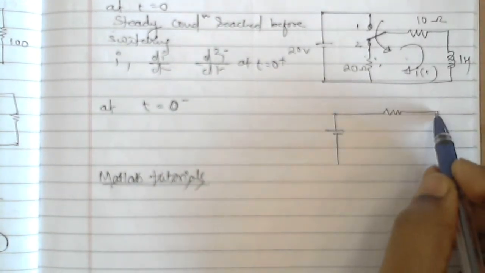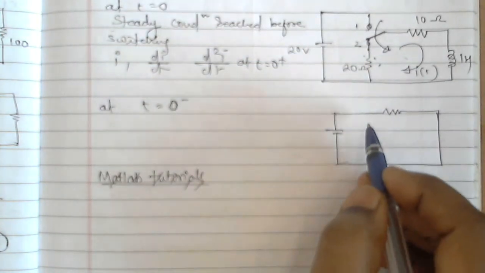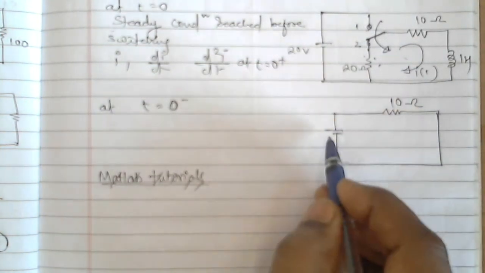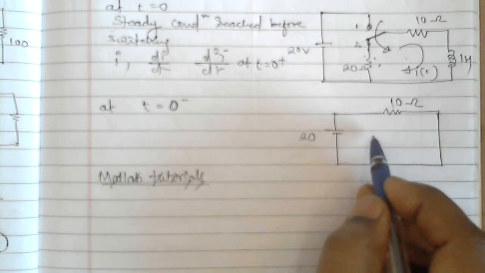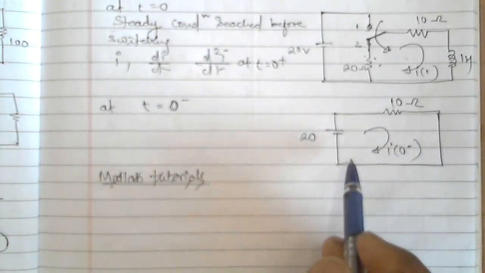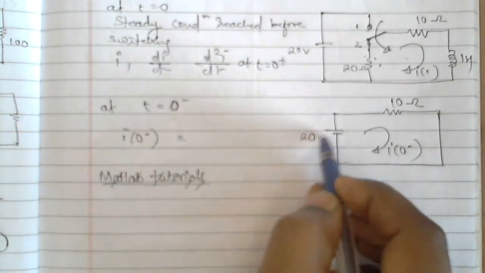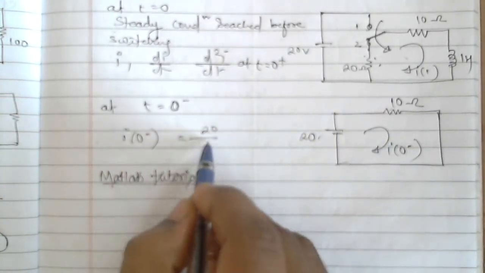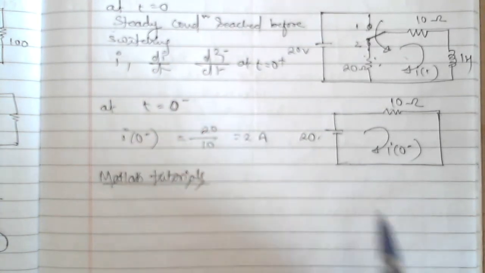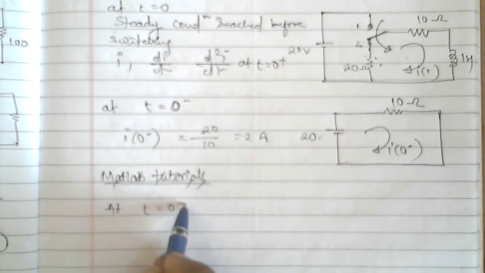Now are you getting? You can see the circuit which we have drawn. This is 10 ohm, this is 20 volt, and the current is i at 0 minus. So what will be the current? i at 0 minus is given as 20 divided by 10, which means 2 ampere. Right?